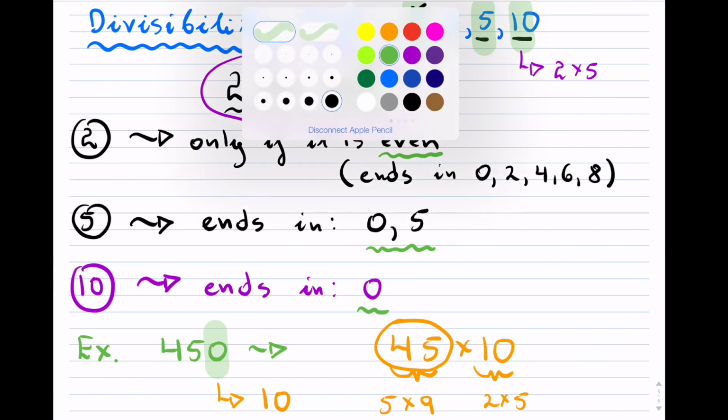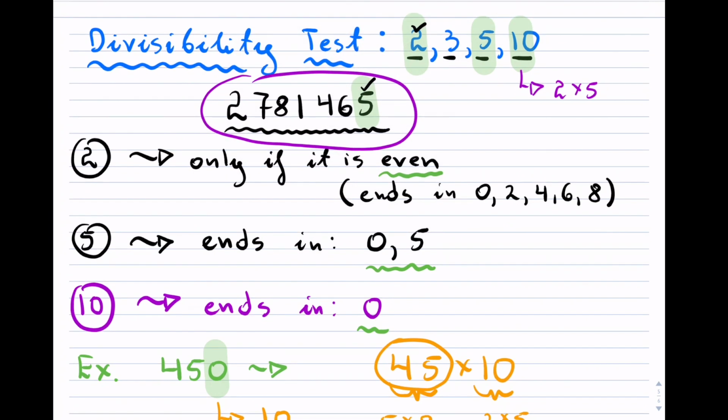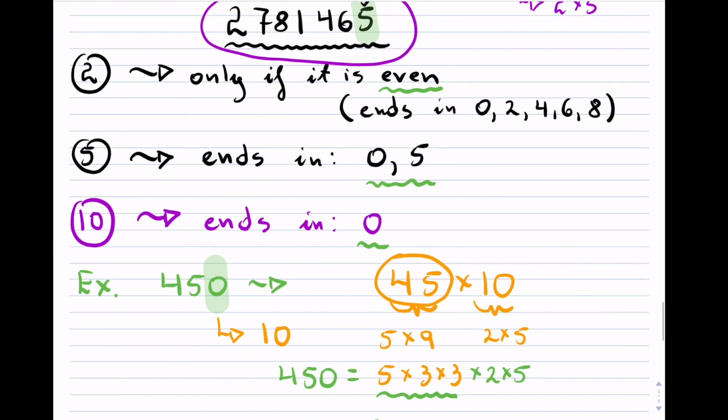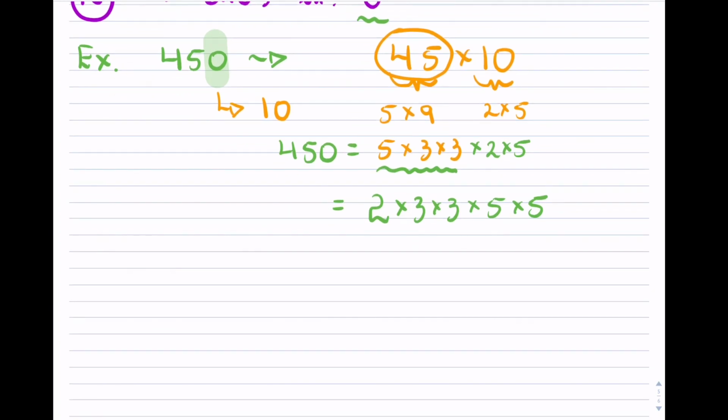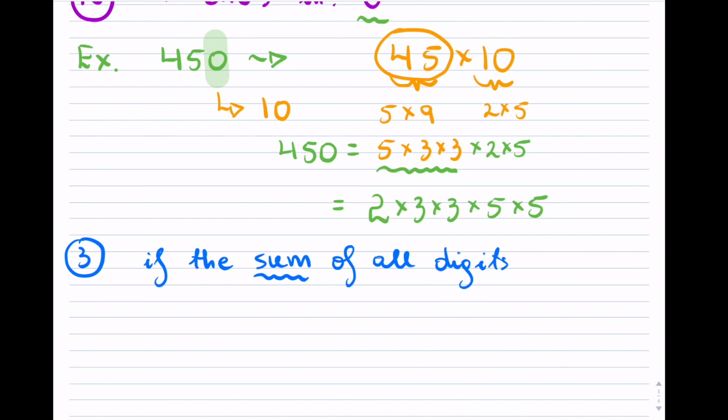The one that's a little bit harder to know is this divisibility by 3. So let me show you as an example. I'll write out the rule. It's divisible by 3 if the sum, so the addition of all digits, is divisible by 3. So what does this mean?